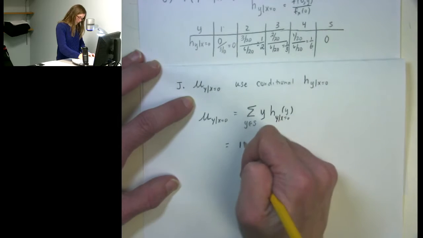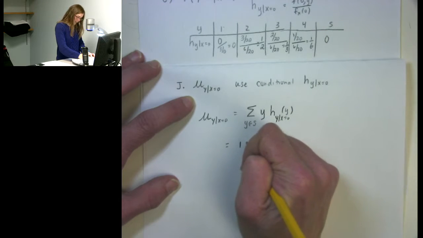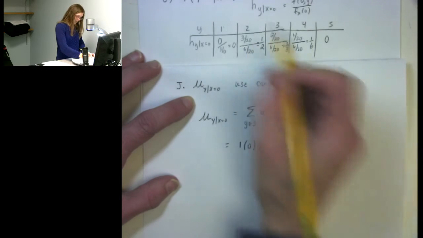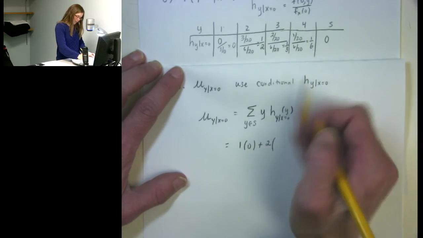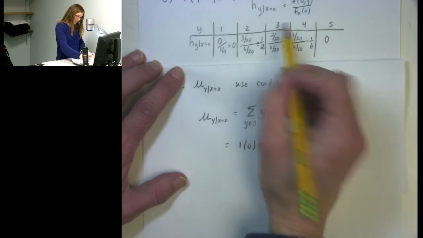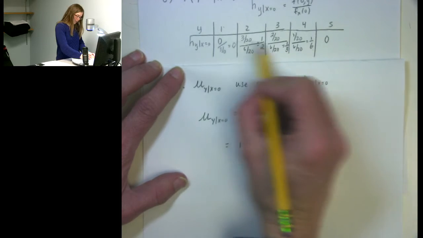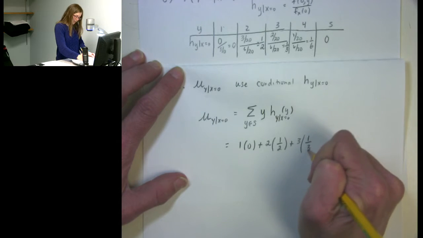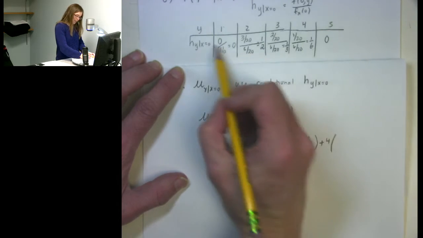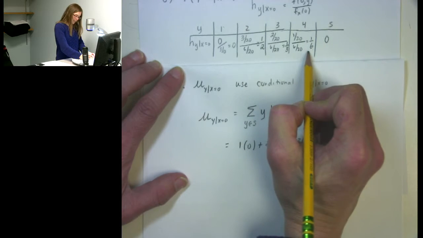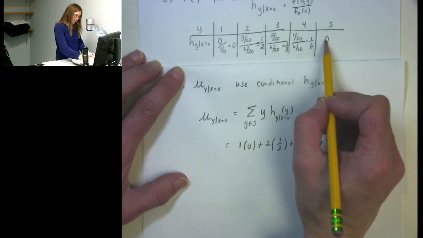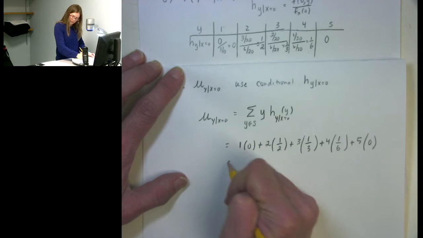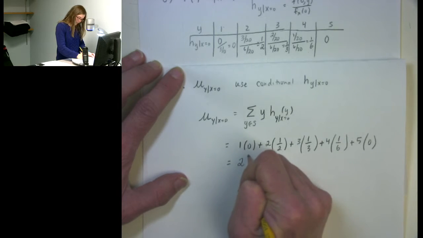So for 1, the conditional probability, given that x is equal to 0, is 0. For the value 2, the conditional probability that y is 2, given that x equals 0, is 1/2, plus 3 times the conditional probability that y equals 3, given x equals 0, which is 1/3, plus 4 times the conditional probability that y is equal to 4, given that x equals 0, which is 1/6, plus 5 times the conditional probability that y is equal to 5, which is 0. This is going to give me a mean of 2 2/3.